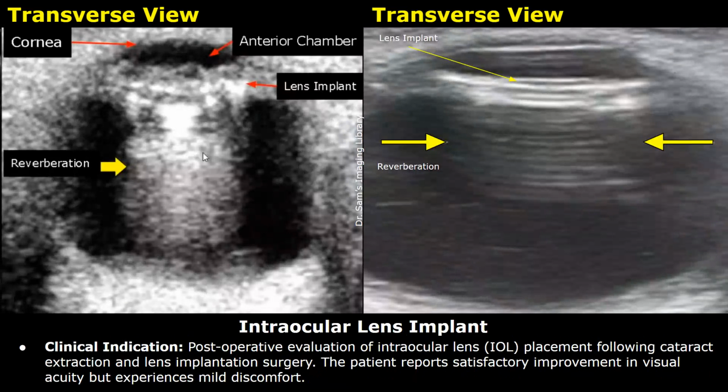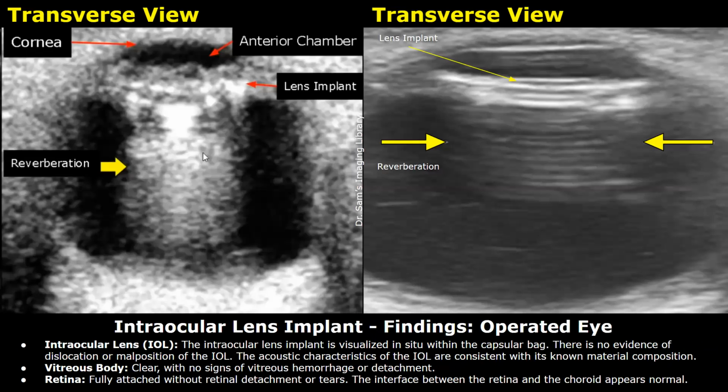This is a report of a patient with an intraocular lens implant. Clinical indication: postoperative evaluation of intraocular lens placement following cataract extraction and lens implantation surgery. The patient reports satisfactory improvement in visual acuity but experiences mild discomfort. These are the findings in the operated eye.